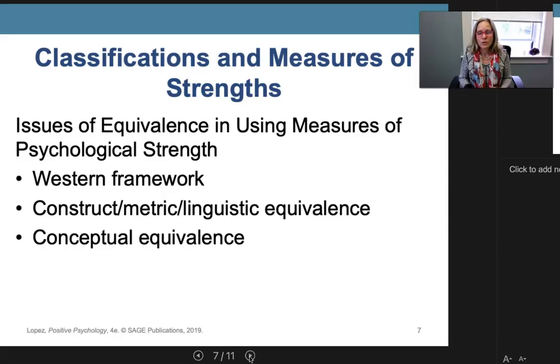So while it's important we continue to study and we classify and measure these strengths, there are some limitations to those. Now, the Virtues in Action in particular looked at world religions and looked at a number of texts across cultures. But again, we always want to think about, is this equivalent?